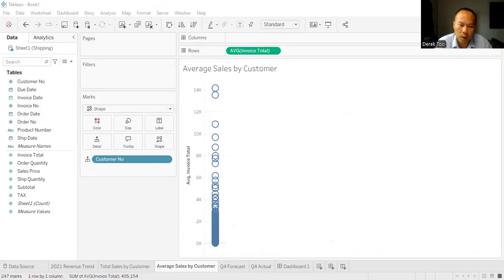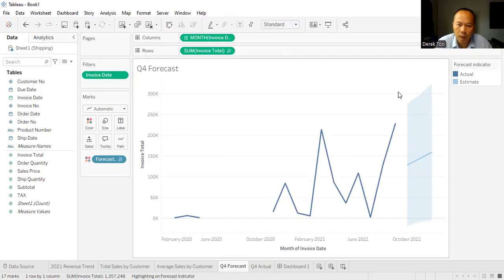I already have the answers here and also the dashboard that I copied from Tableau. But let's say we go back to Tableau and try to find this out ourselves. We go to the next dashboard, Q4 forecast. And here you could see that this part right here, the gray part or the light blue part, is the forecast, the Q4 forecast for 2021. And you can see an upward trend moving forward.